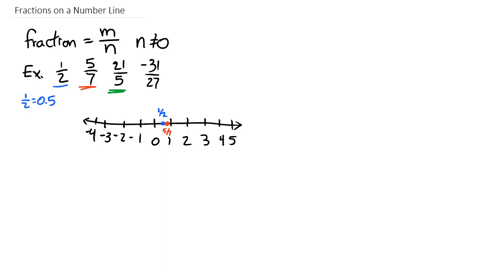Let's take a look now at 21/5. If we remember from one of our other videos, 21/5 is equivalent to 5 can go into 21 4 times with 1 left over. So we come out to 4, and then we're going to come 1/5 of the way. So this is 4 and 1/5, or we could just call it 21/5. It doesn't really matter.